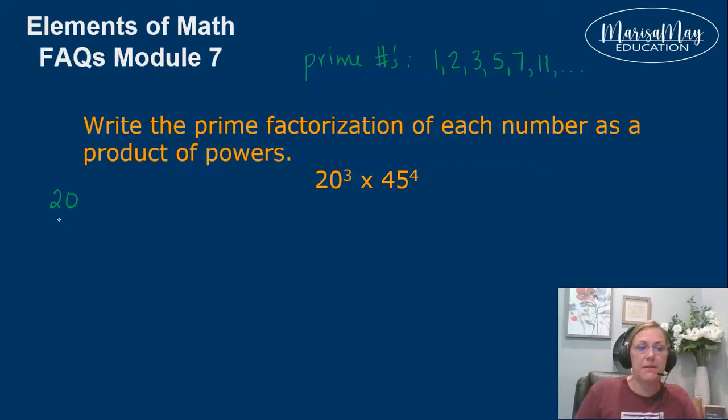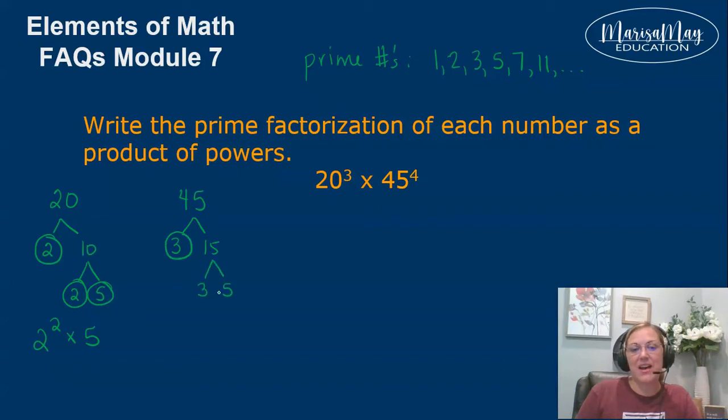So I'll do 20. So 20 is 2 times 10. So 2 is a prime number, so I'll work with 10. That's 2 times 5, and those are both prime numbers as well. So the prime factorization of 20 is 2 to the second times 5. Then let's do 45, and 45 was 3 and 15, and 3 was prime, and 15 was 3 and 5, both of which are prime as well. So I get 3 to the second times 5.